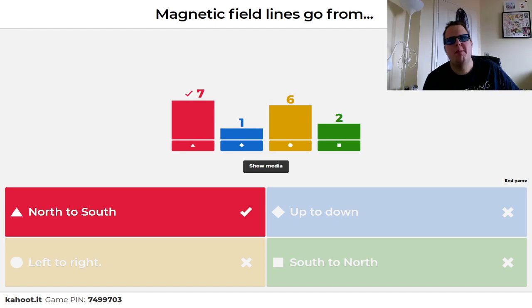Well done to the 7 people who got that right, who were listening earlier. Magnetic field lines go from north to south.